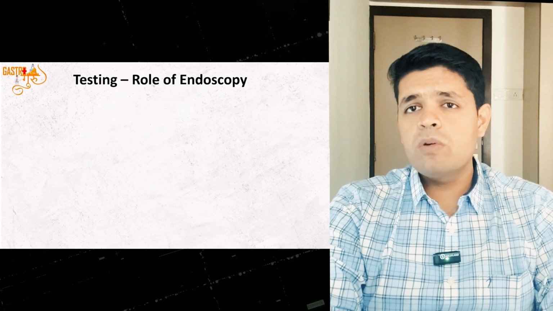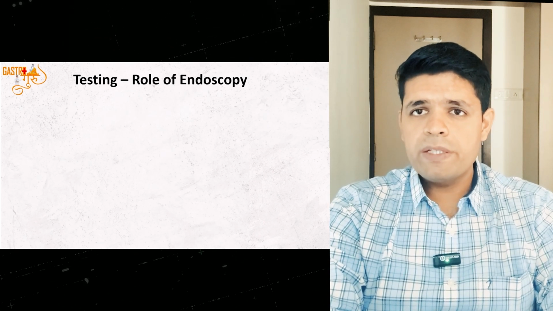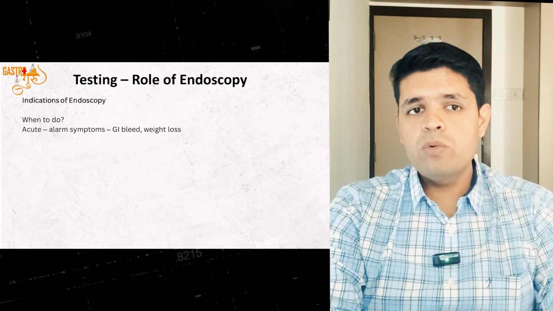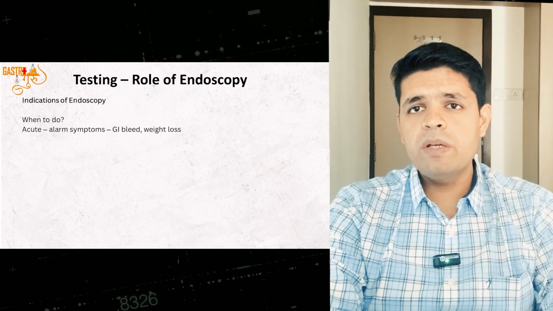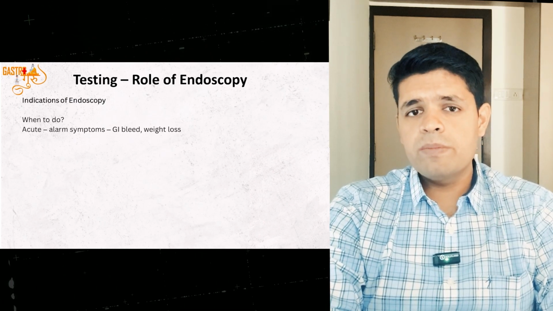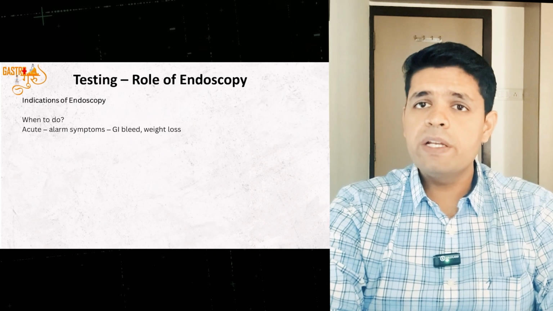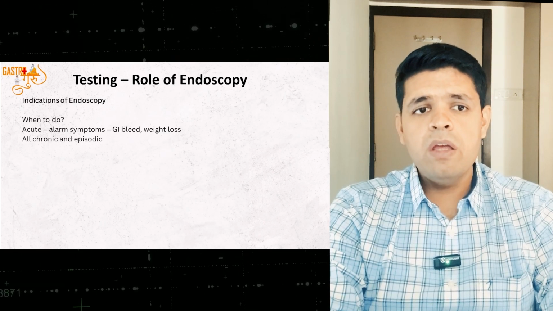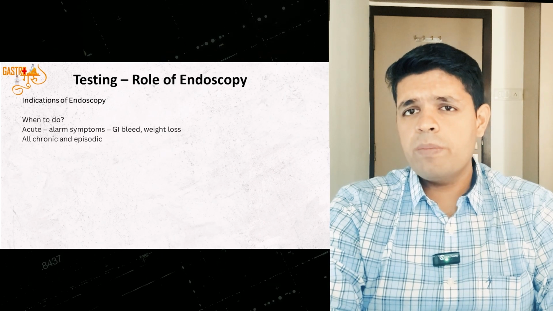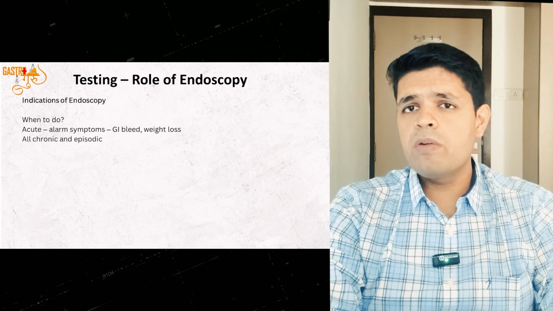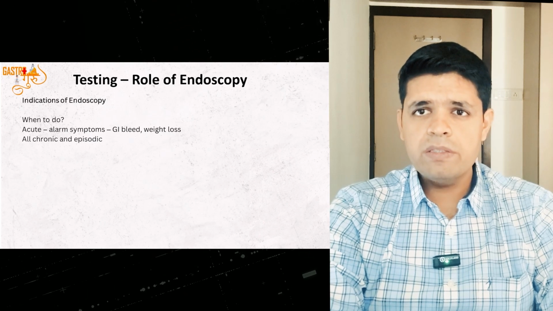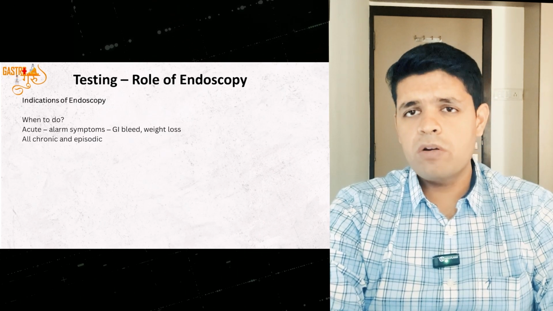Now, what is the role of endoscopy for patients of vomiting? The indications of endoscopy first: when to do this endoscopy? For acute symptoms, if there are alarm symptoms like GI bleed or weight loss, then yes, endoscopy has to be done immediately after adequate resuscitation. For all chronic and episodic patients, if we are not able to find a particular cause, then yes, endoscopy is required, just to rule out that we are not missing something.